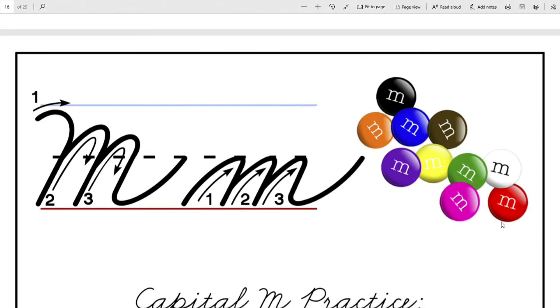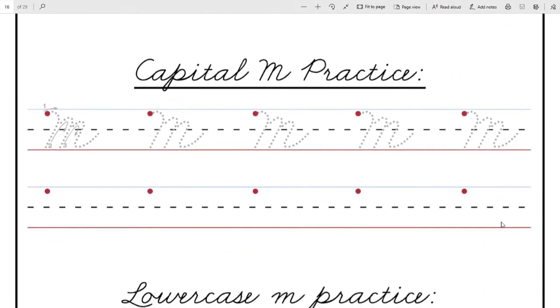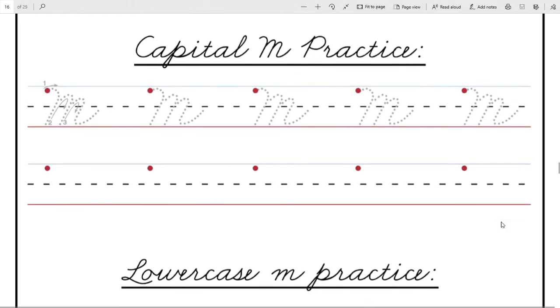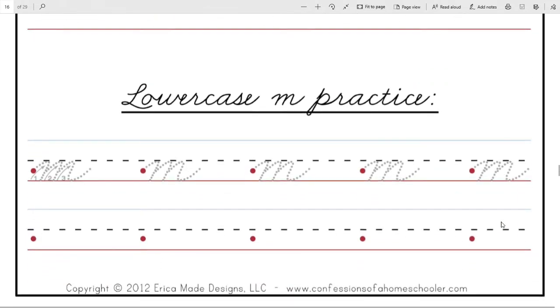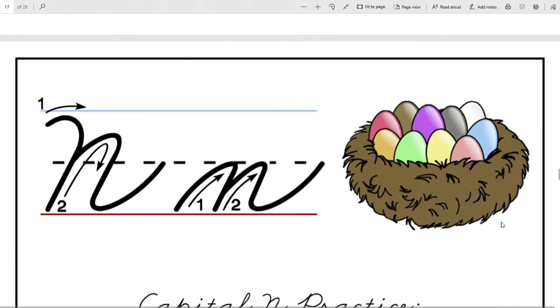M. Yes, the sound is M. See the picture? Marble. Okay, while writing, you see how we write, that is capital cursive letter, and look at this small cursive letter. Okay, now we move to next letter N.